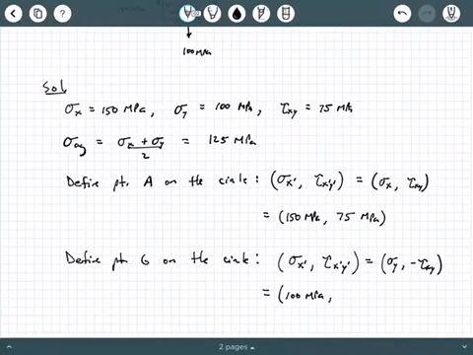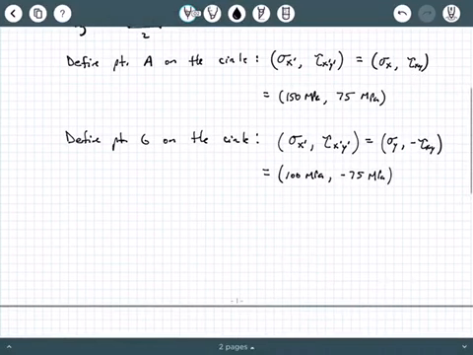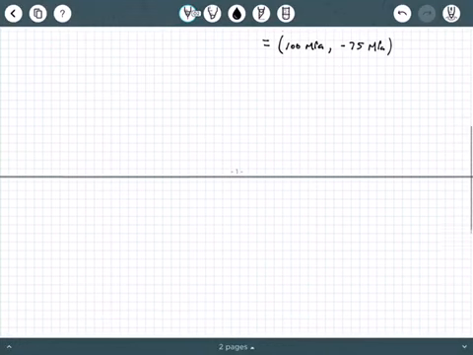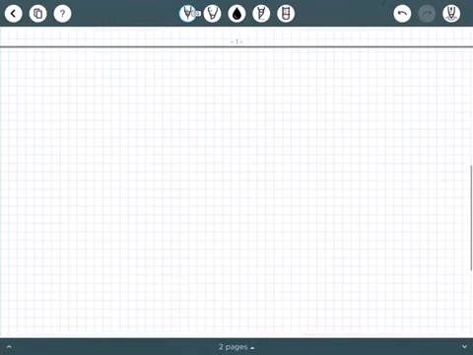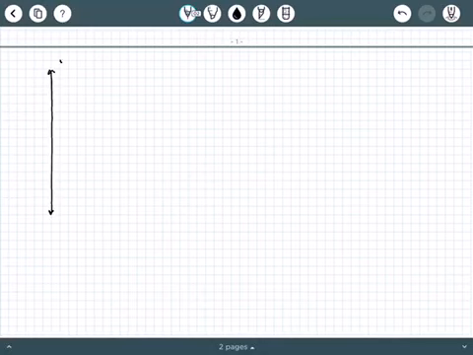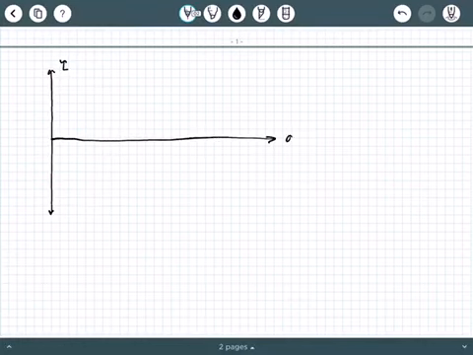Draw it out to confirm, but that will always be the case. So that's why it's nice to just always use this thing called point A and point G every single time, because A will always be sigma x and tau xy, and G will always be sigma y and then negative tau xy. So it's kind of easy to remember. So when we punch this through, we'll have 100 megapascals in tension, and then we got negative 75 megapascals for that shear stress, defining point G.